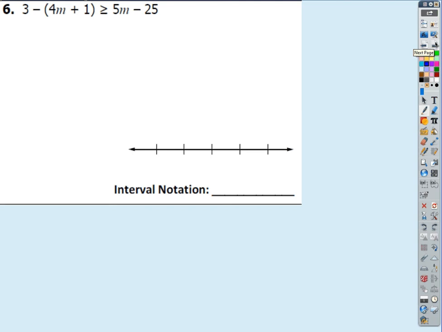Yep. Distribute the negative like this and simplify. Okay, so distribute the negative. We're going to collect like terms. So 3 minus 4m minus 1. Got to distribute the negative 1. Greater than or equal to 5m minus 25. Now what? Combine the 1 and 3. Okay, so 3 minus 1, 2.